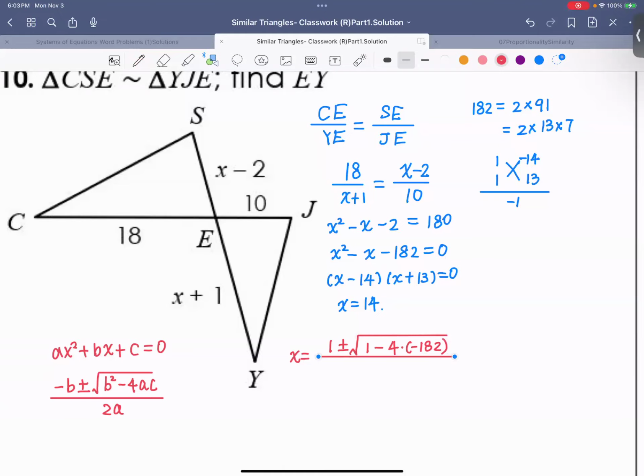Yeah. Okay. Now, over to 2A. Let's figure out the 182 times 4. That would be 728. Good. So 1 plus 728 will be 729.